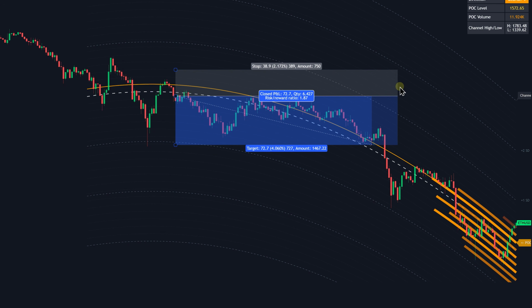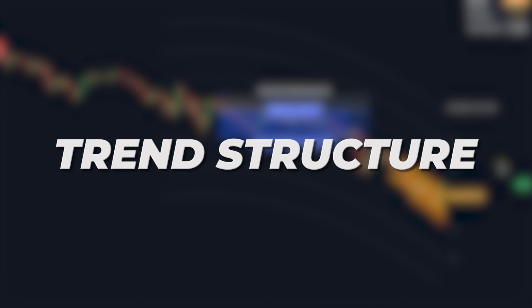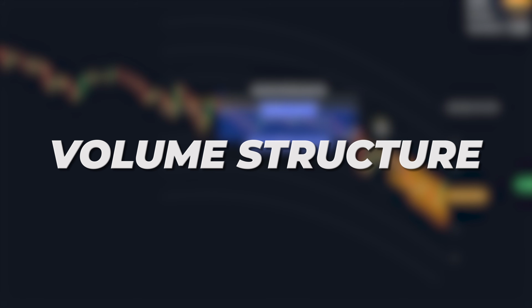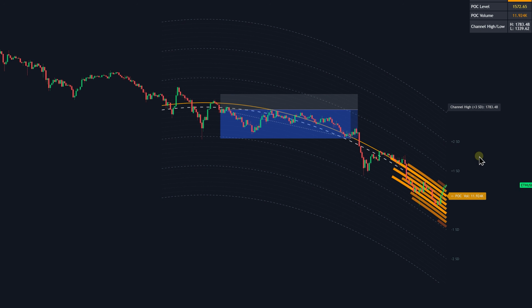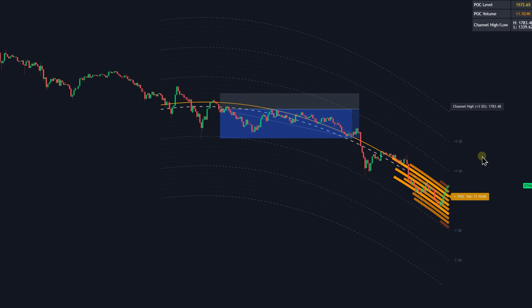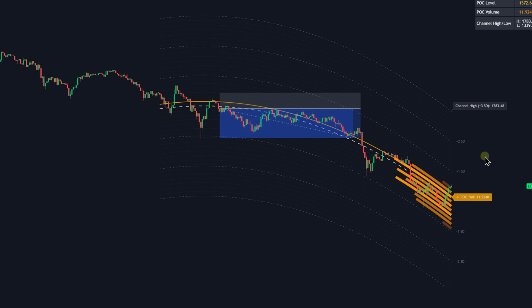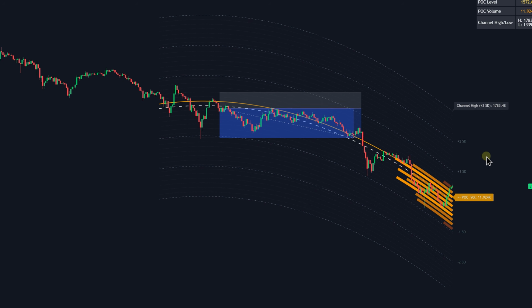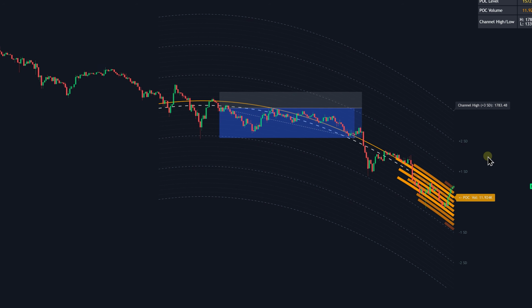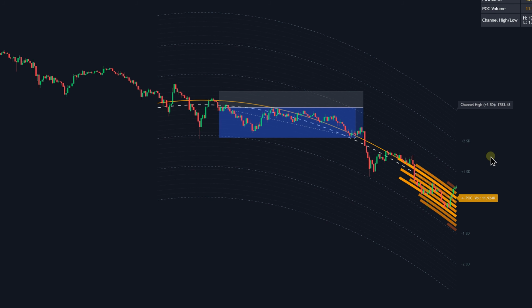A quick word on expectations. This indicator is powerful because it combines trend structure with volume structure, but it is not magical. A regression channel can adjust as new candles form, and volume levels can shift as new data comes in. So don't take trades just because price touches a band or because the POC is nearby. Wait for direction, location, volume confluence, and candle confirmation.